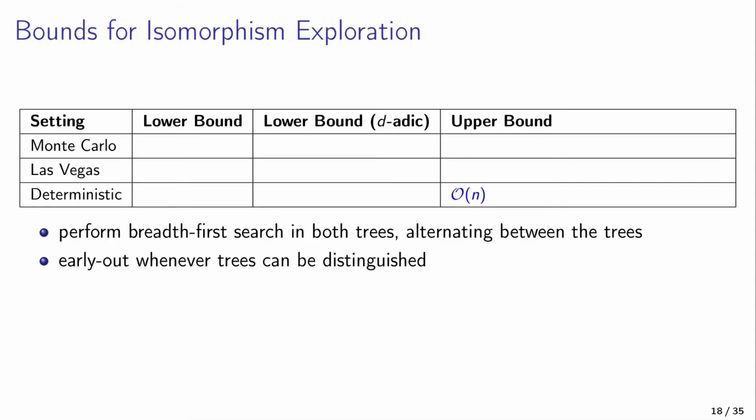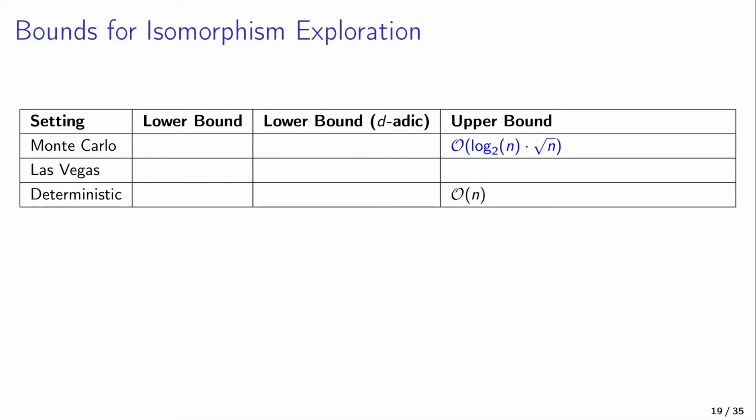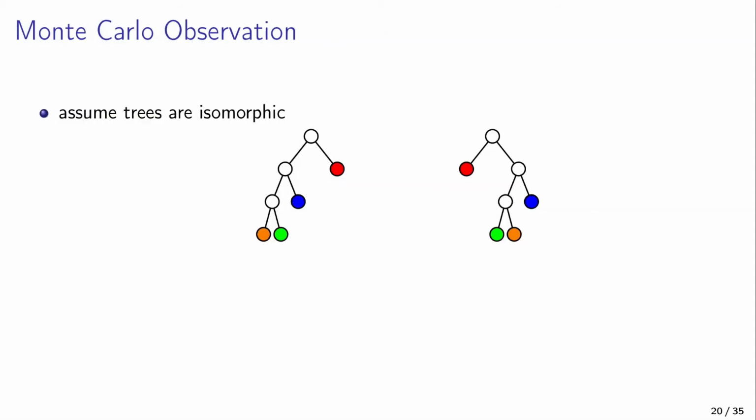But we should reiterate that sublinear time is good and linear time is actually bad. So this upper bound is actually bad, but later we will give a matching lower bound which shows that this is optimal. So we simply cannot do very well in the deterministic setting. In contrast to that, we can give a very good upper bound for the Monte Carlo setting. Let us first make an observation. Assume we have two trees that are isomorphic.